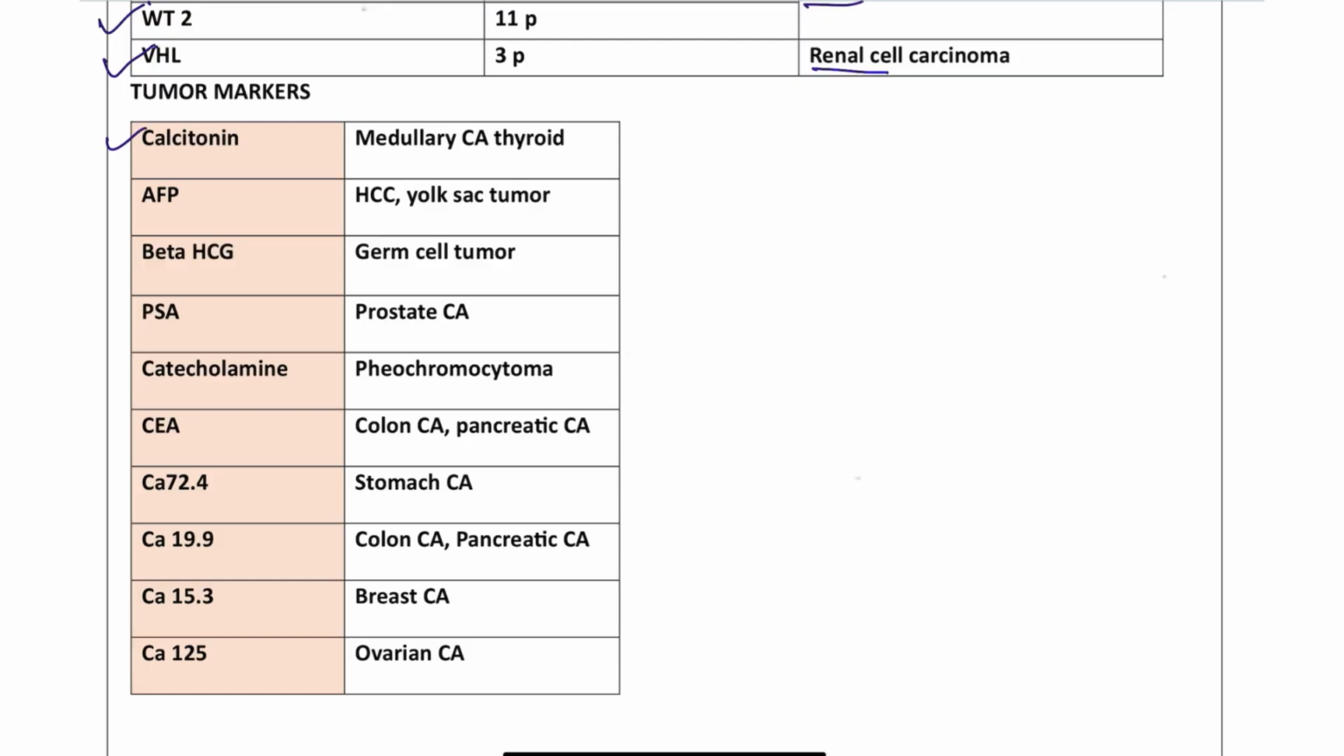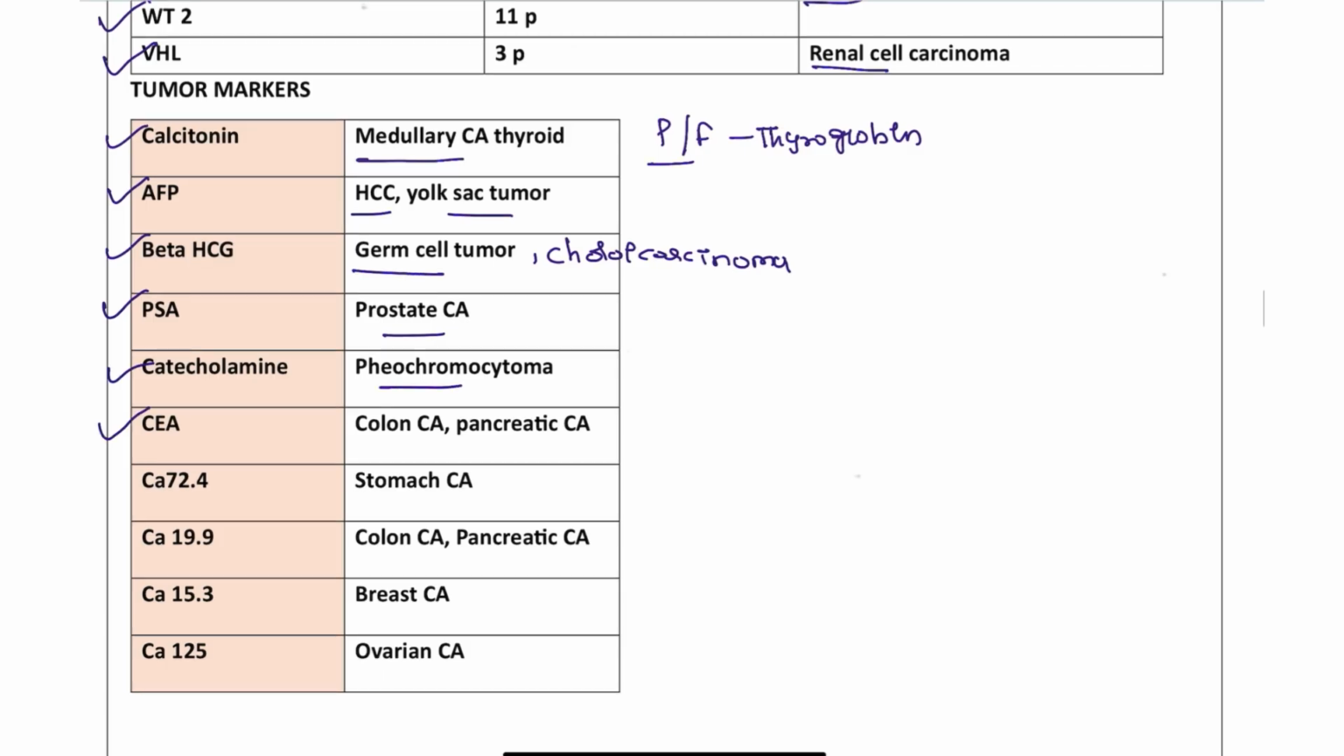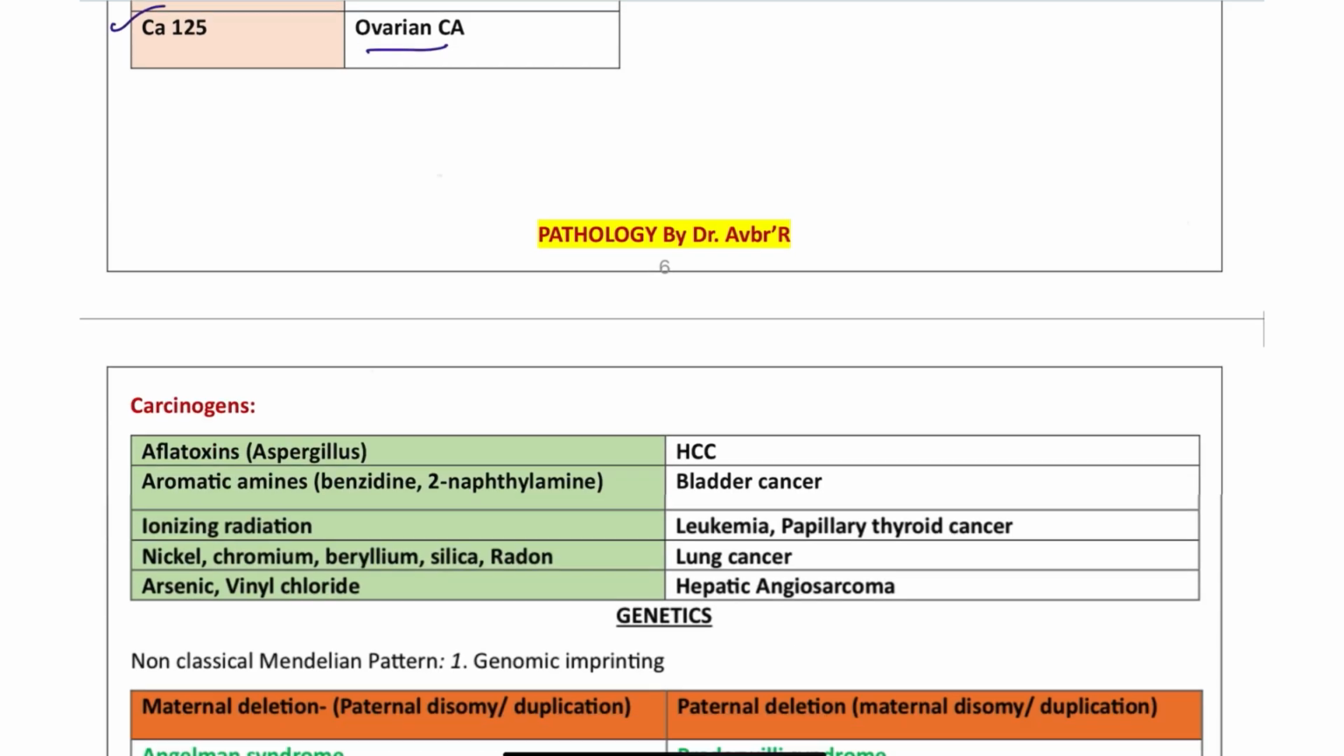Tumor markers: calcitonin is for the medullary carcinoma of the thyroid, okay, whereas for the papillary or the follicular, we are going to use thyroglobulin. Next, AFP alpha fetoprotein for the yolk sac tumor and the hepatocellular carcinoma, beta HCG for germ cell tumor and also choriocarcinoma. PSA for prostate cancer, catecholamines for pheochromocytoma, CEA is for the colon cancer, CA72 stomach, CA19-9 colon and the pancreatic, CA15 breast and CA125 is the ovarian cancer.